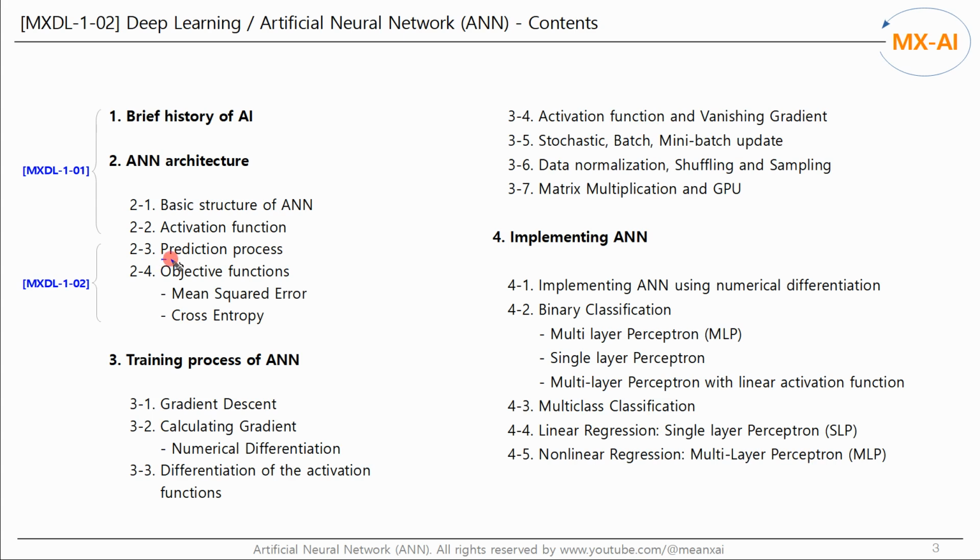So far, we have looked at the prediction process of the ANN model and looked at the objective function to be used in the training process. In the next video, we will see how to train an ANN using this objective function.